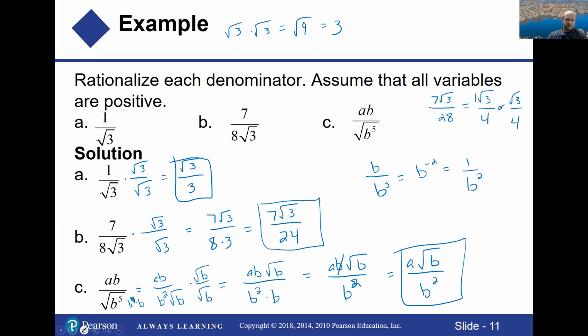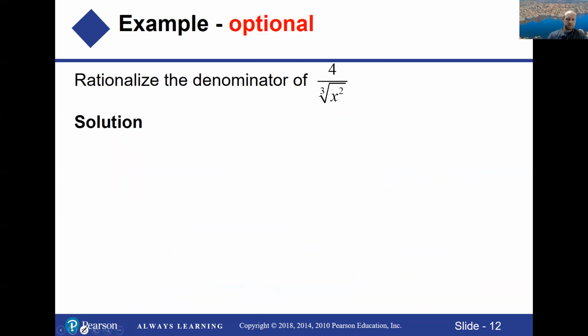All right. Or, you know, I could have canceled them right here. I have a b and a b. I could have canceled both of those, and then you would have ended up with this. Whatever way works for you.